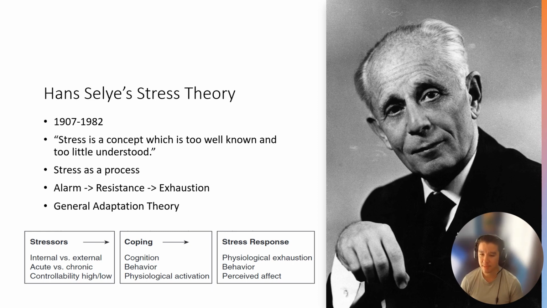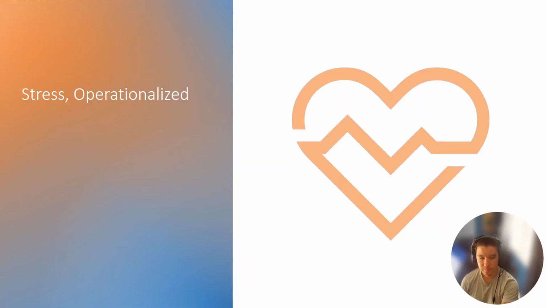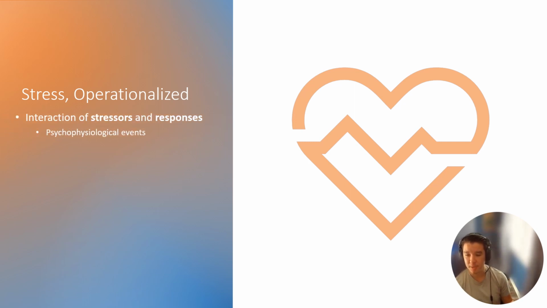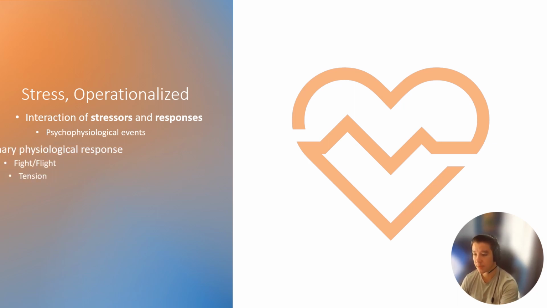That's our perceived effect after the coping. So if we operationalize stress, stress is an interaction of stressors and our responses. There are psychophysiological events that moderate this. Stress is not just how we feel. Stress can also come from, or stress is also a result of, a trigger, a result of a stimulus.